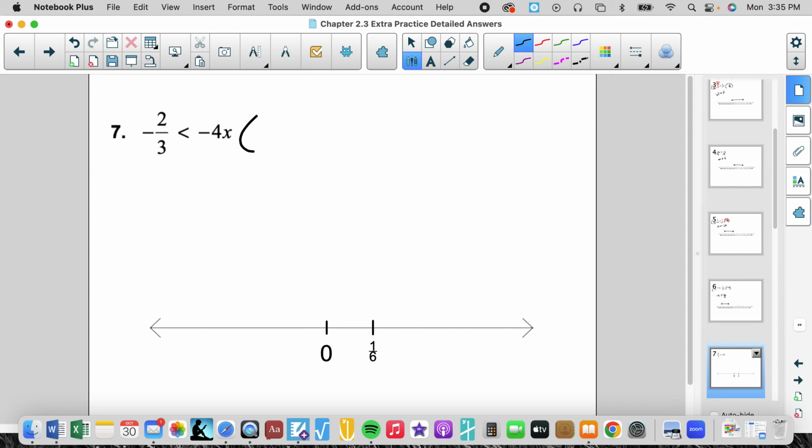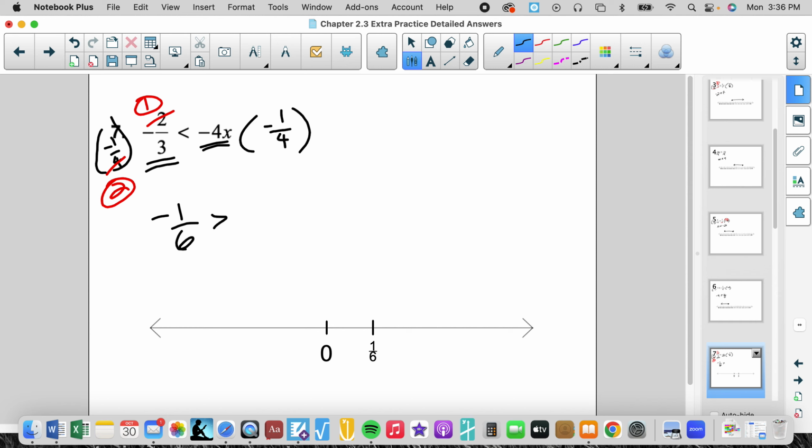We are not going to divide by 4. Now this isn't, the coefficient isn't a fraction, but we are multiplying. We're going to have to multiply by a fraction. So it is in my best interest to multiply by the reciprocal. And again, we're looking to see, can I cross cancel? And we have a -1. This ends up being 1. So we get -1/6 is greater than x.